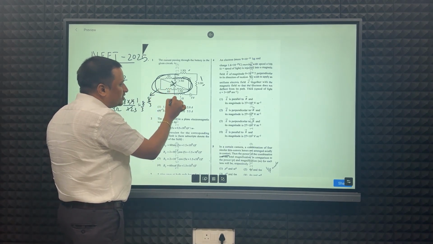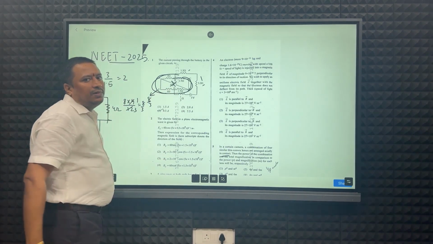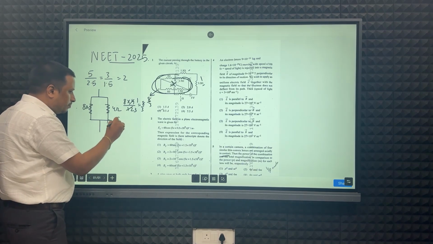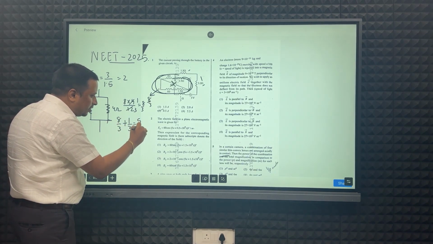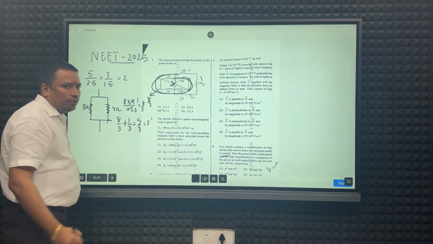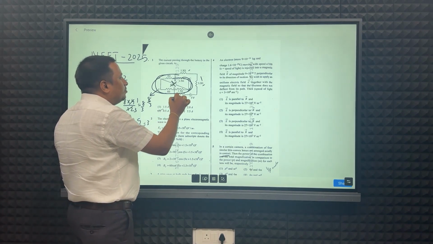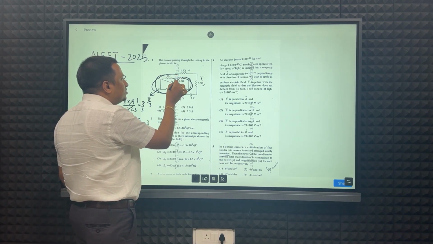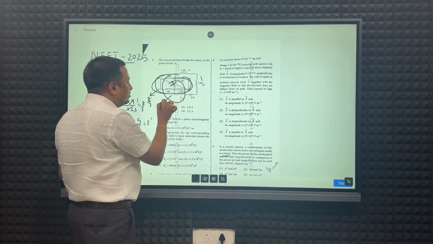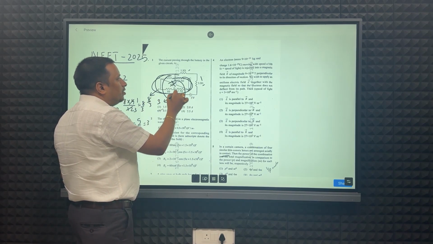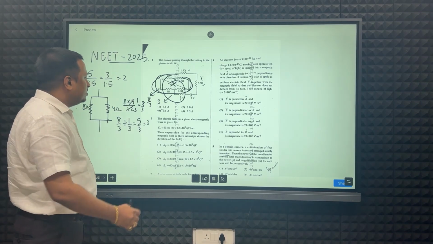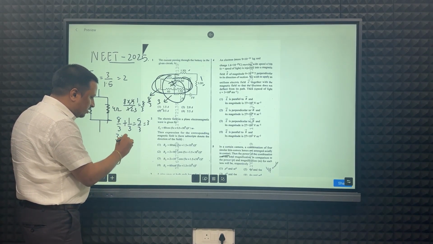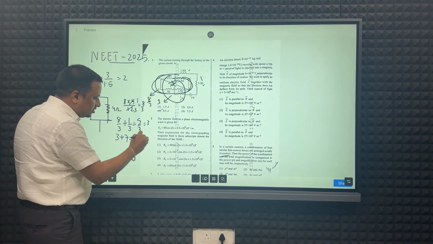This 8 by 3 ohm is connected in series with 1 by 3 ohm. 8 by 3 ohm plus 1 by 3 ohm will give me 9 by 3, that is 3 ohm. This entire combination is going to give me 3 ohm. Then 3, 1.5, 5.5 will all come in series. That will give me 3 plus 7, that is 10 ohm resistance.